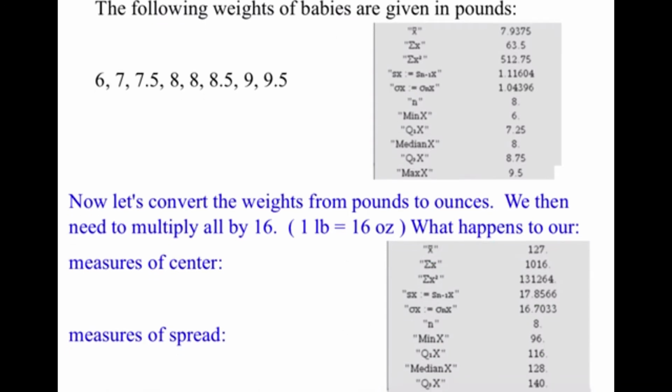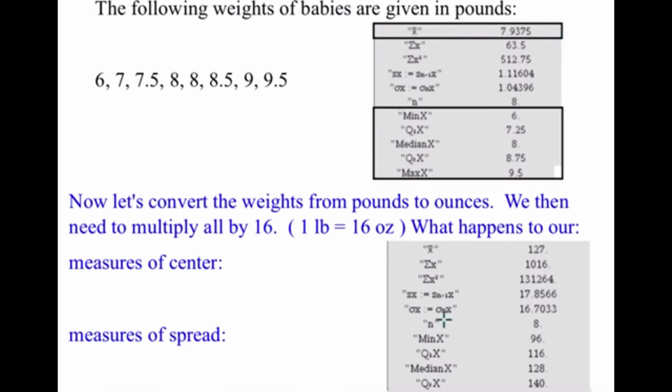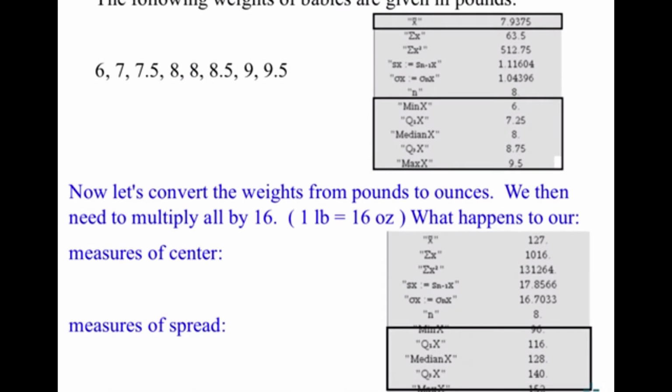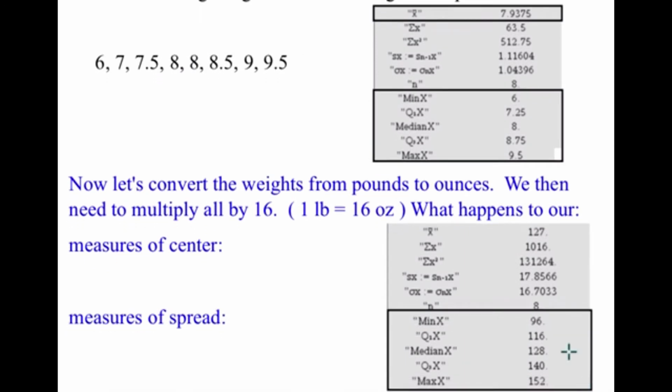All right, so again, let's look at the measures of center first. Measures of center are our 5-number summary and our mean. Compare them down here. And our mean was 7.94, now it's up to 127. All of these values down here increased quite a bit. So our measures of center, if you look, they all are multiplied by 16.